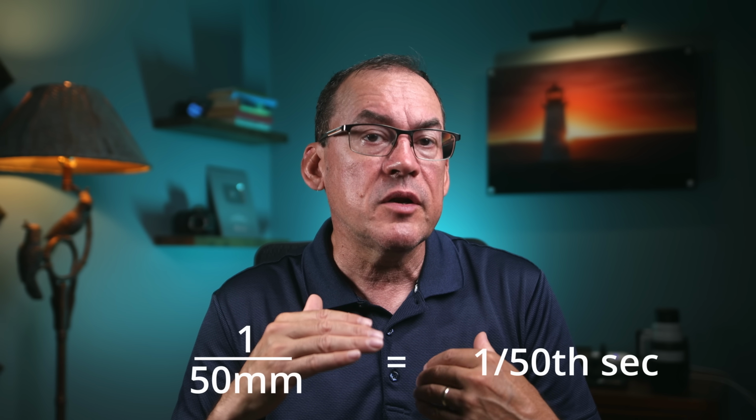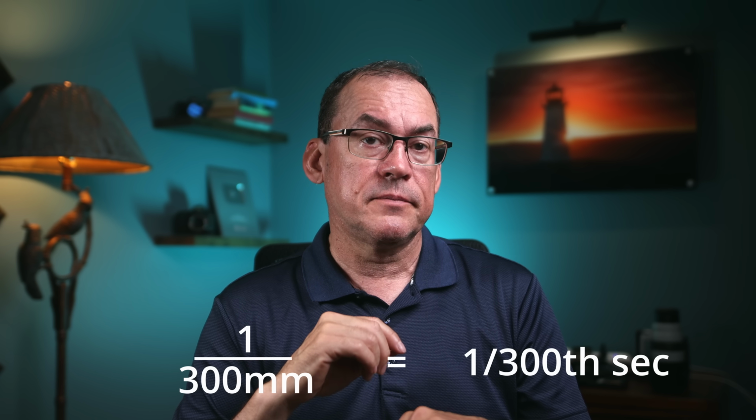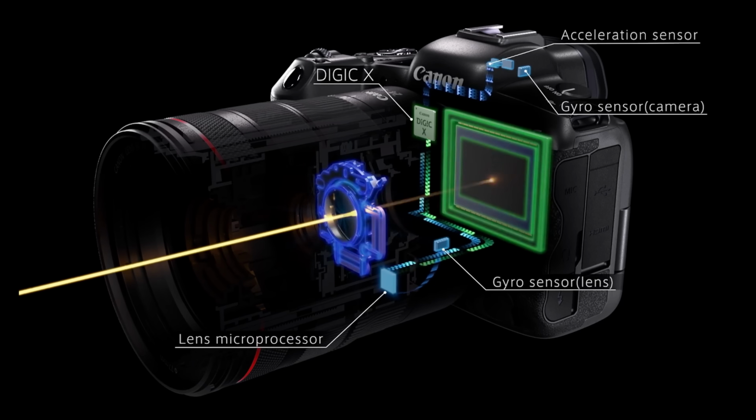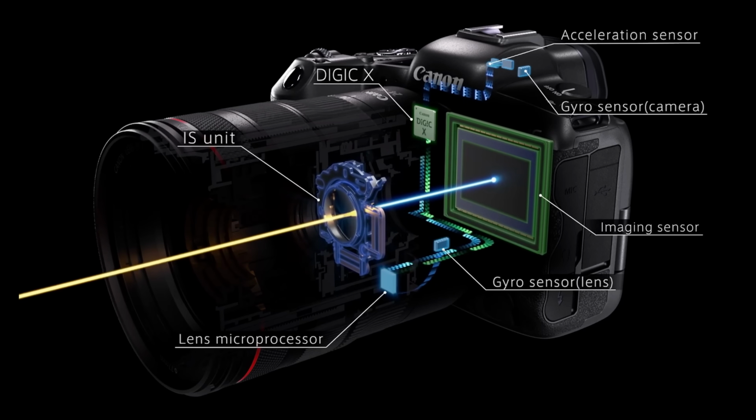So use at least 1/50th of a second for a 50mm lens and 1/300th of a second for a 300mm lens. Note that cameras with image stabilized lenses or sensors will be able to cheat these formulas to your advantage, so you may be able to get away with less.